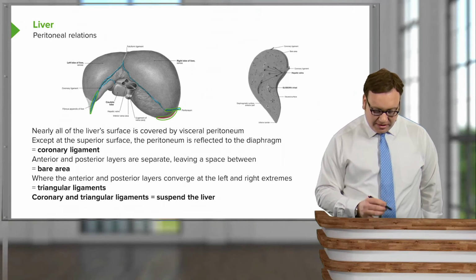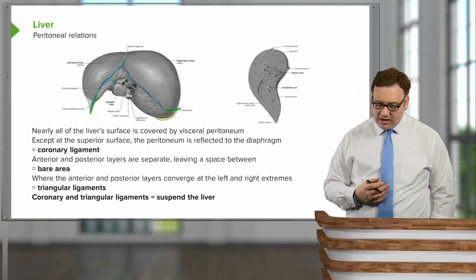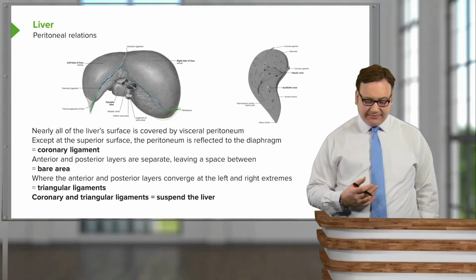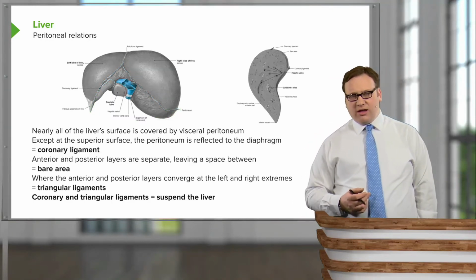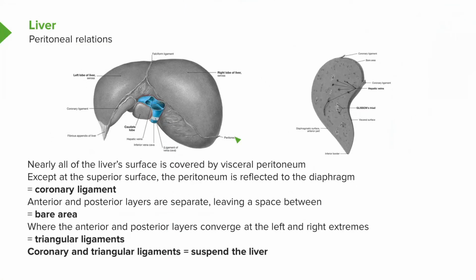Together, the coronary ligaments and the triangular ligaments are important in suspending the liver from the diaphragm, from the body wall, holding it in place. You also have the inferior vena cava running up through the liver, especially along its posterior surface, and that helps to anchor the liver in place also.